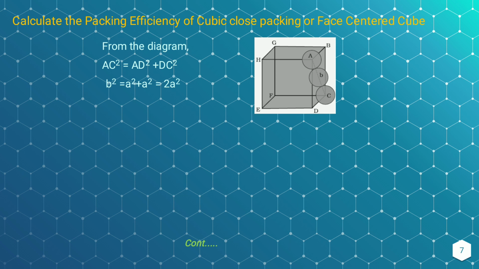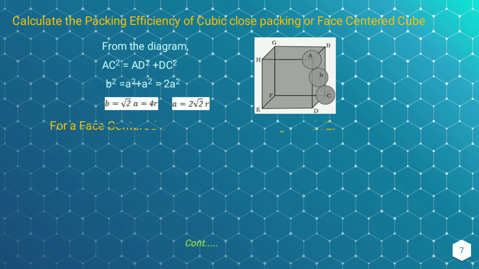Because the particles touch along AC, therefore the value of B is equal to 4R. Hence root 2A is equal to 4R, or A is equal to 2 root 2 R. So what is the value of edge length? Relationship between edge length and radius: A is equal to 2 root 2 R.